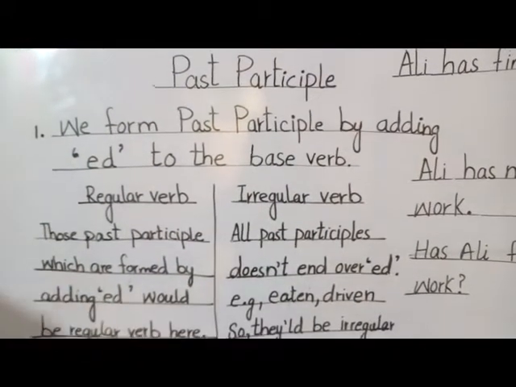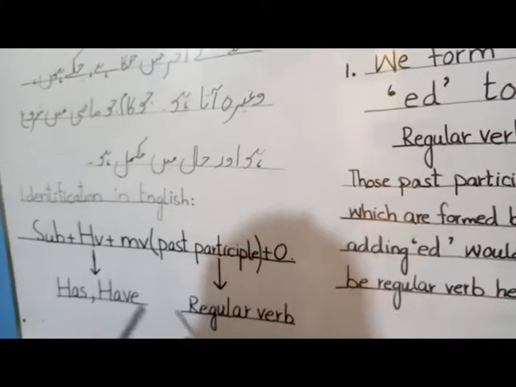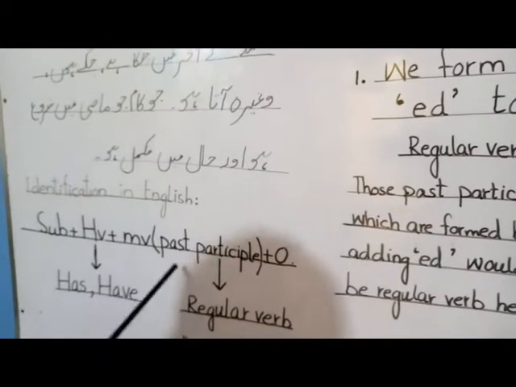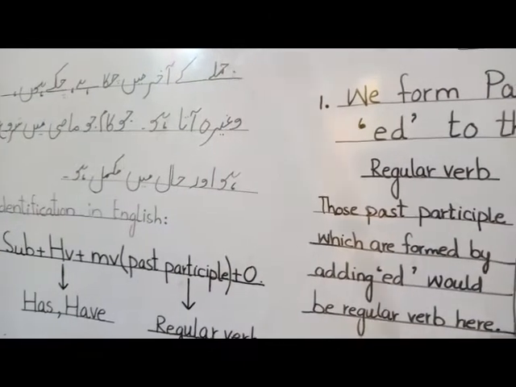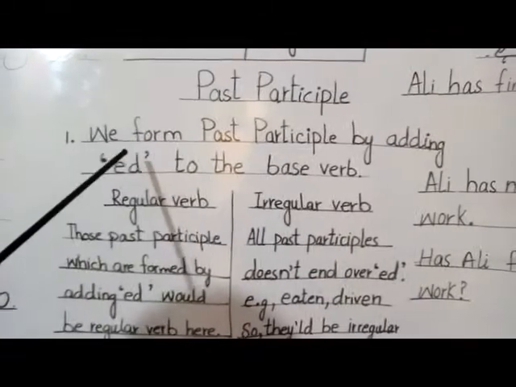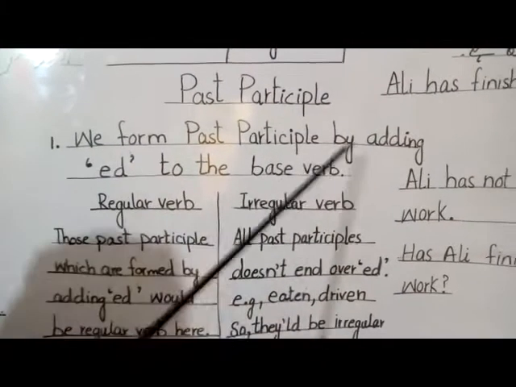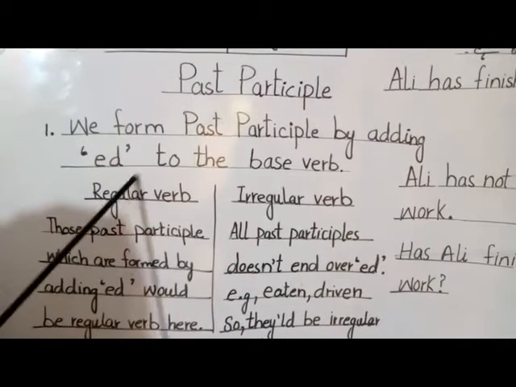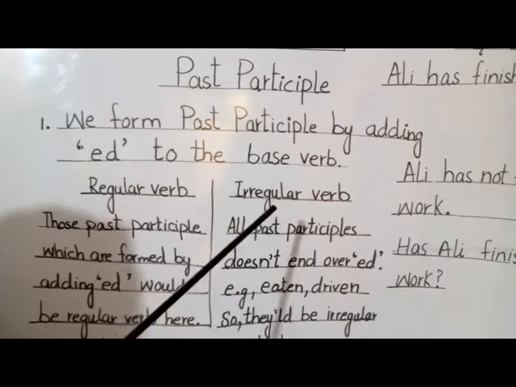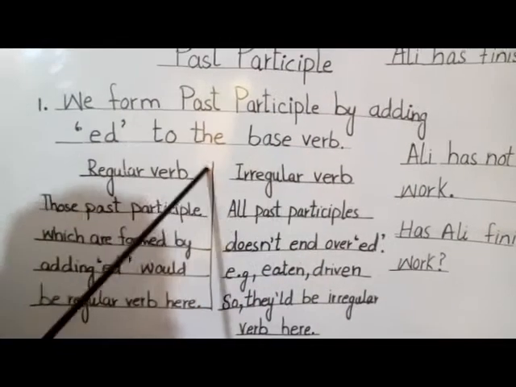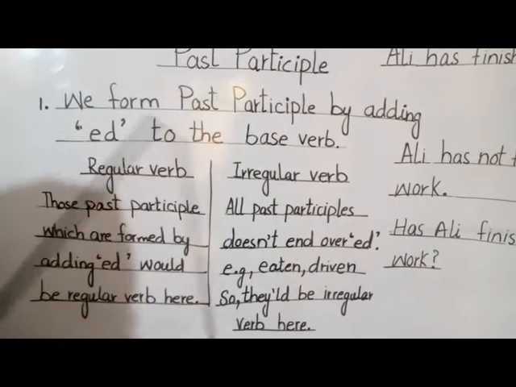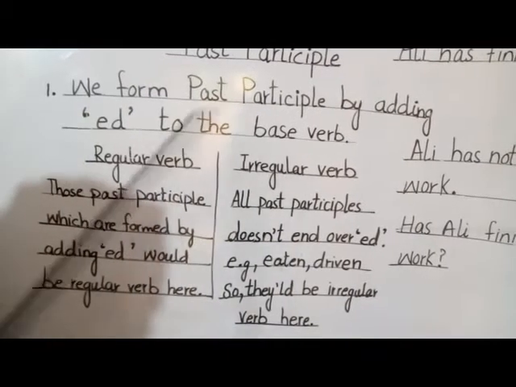I have told you in the identification in English of present perfect tense that you're going to use a past participle verb in making the sentence of present perfect tense. So what is past participle? You all know past participle is a verb. We form past participle by adding ed to the base verb. We add ed to the verb and form another verb called past participle. So here comes the concept of regular verb and irregular verb. How will we say some verbs are regular verbs and some verbs are irregular verbs?